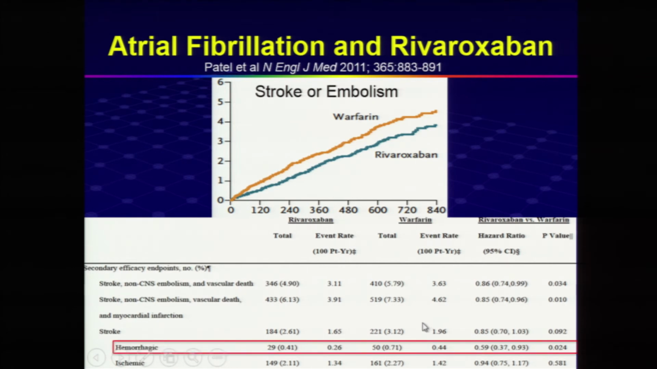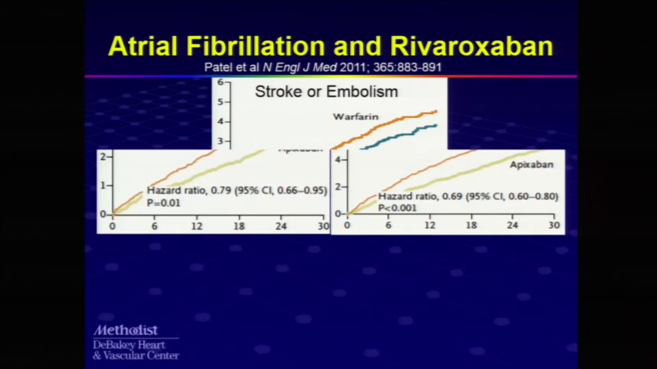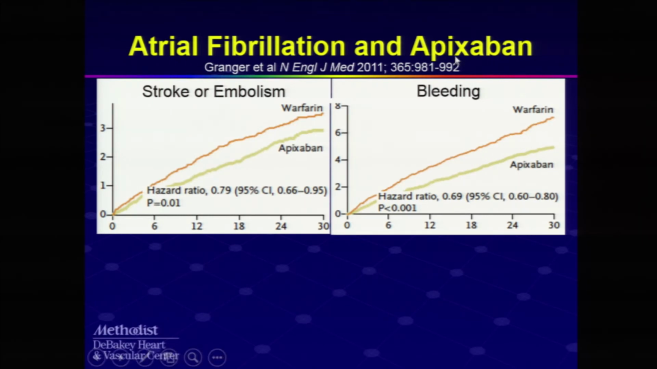And a similar story, the hemorrhagic stroke rate was a lot lower in the Rivaroxaban patients compared to those on warfarin. The ischemic stroke, if anything, might have been a little bit higher in Rivaroxaban. So again, these drugs are better at preventing hemorrhagic strokes than warfarin is, and they are equivalent at preventing ischemic strokes. The third NOAC that was presented and approved for AFib is Apixaban, taken twice a day.